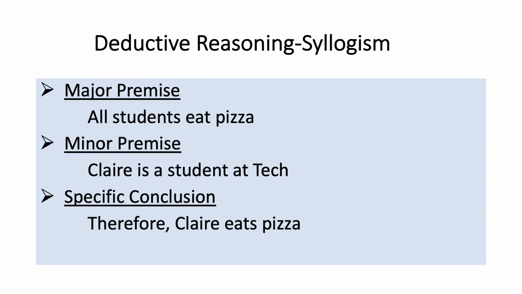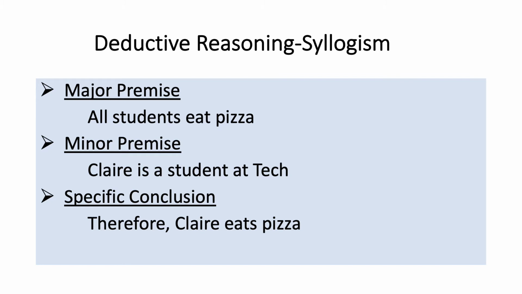Deductive reasoning is called a syllogism, and it starts with a major premise, and it narrows down like a funnel. You have a minor premise, then you have your specific conclusion. So your minor premise is the piece that connects. It's the bridge between the major premise and the conclusion. If we didn't have the minor premise, it sounds like this: all students eat pizza, therefore Claire eats pizza. Well, wait a minute. We have to establish that Claire is a student, then we could claim that she eats pizza.